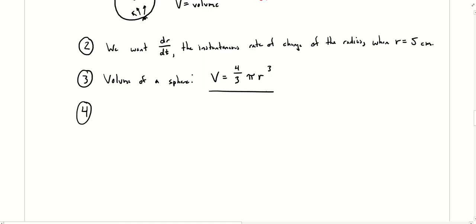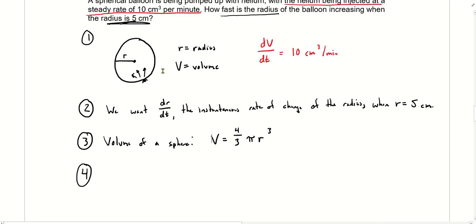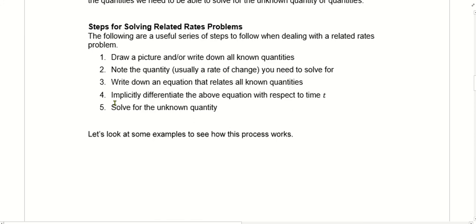So this thing relates volume with the radius, which looks like the two main things we have here. We have information about the radius, information about the volume. So what we do here in step 4 is we look at that equation we had in step 3, and we implicitly differentiate it with respect to time.